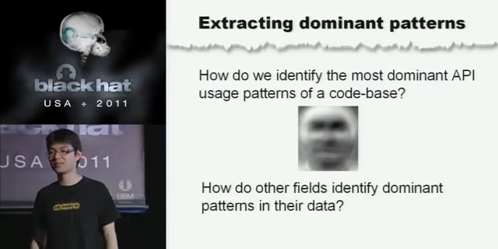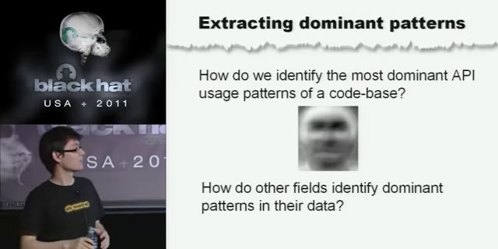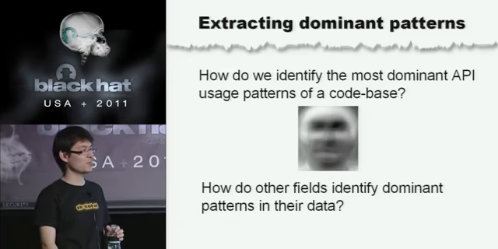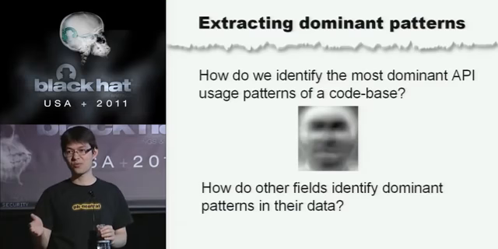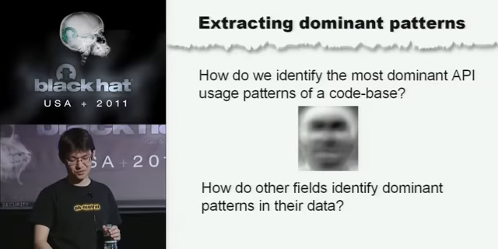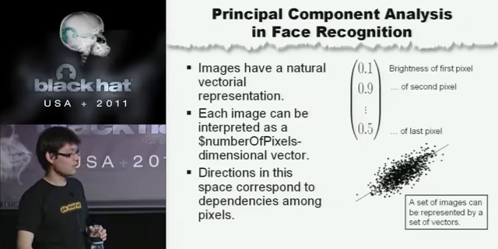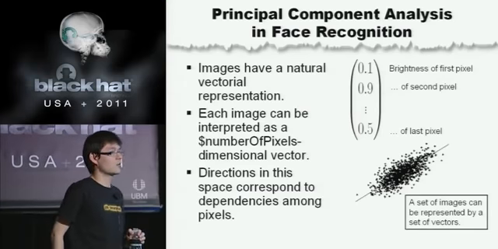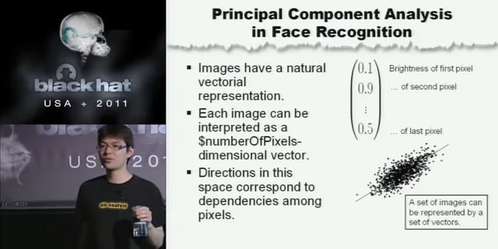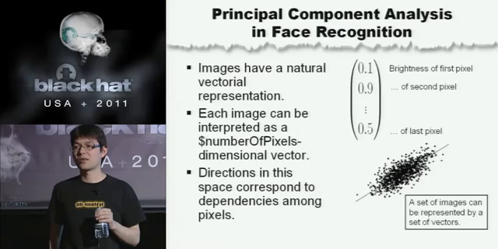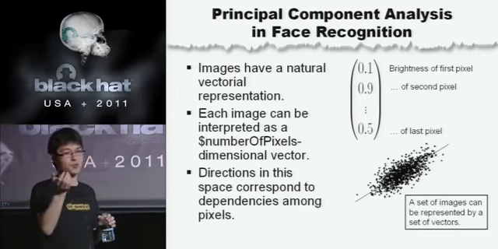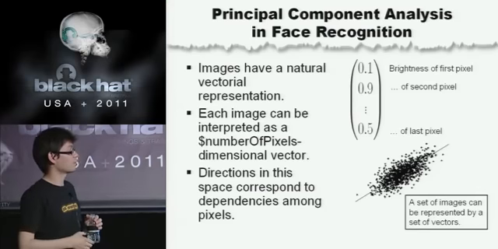So the question remains, how do we extract these dominant patterns? How do we extract these images? It's funny that we can actually use the exact same algorithm that people use in face recognition, and that is principal component analysis. What you should know about machine learning algorithms in general is that they work on vectorial data, which means you somehow have to map whatever you're dealing with into a vector space, and then you can use machine learning algorithms.